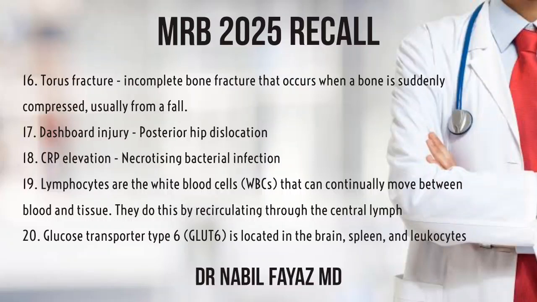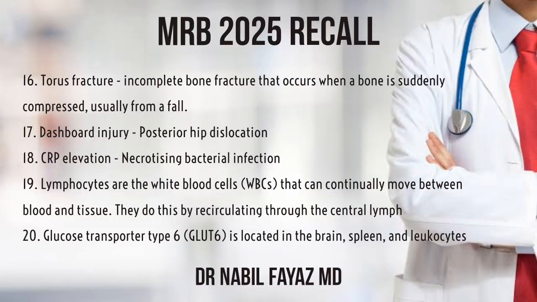Torus fracture is an incomplete bone fracture that occurs when a bone is suddenly compressed, usually from a fall on an outstretched hand. It is most common in the distal part. Dashboard injury causes posterior hip dislocation. CRP elevation is seen in necrotizing bacterial infection.